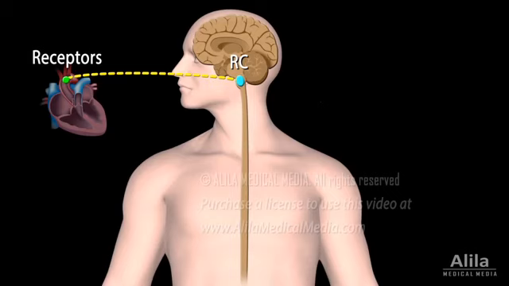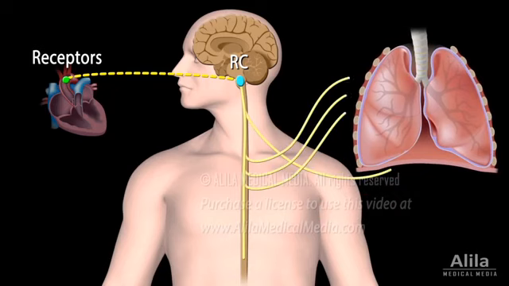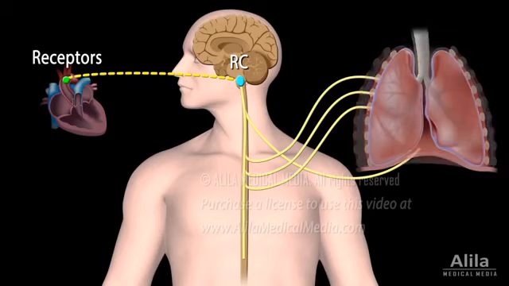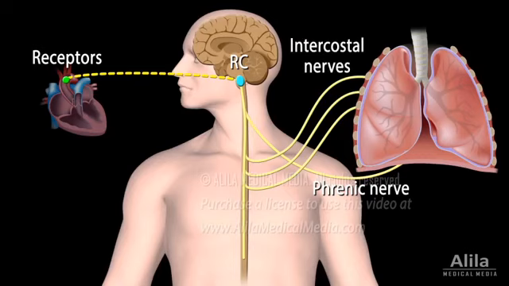The fibers of these neurons descend to the cervical and thoracic spine, where they synapse with motor neurons. Motor neurons then travel in several nerves to respiratory muscles, changing the way these muscles contract, adjusting thereby the rate and depth of breathing to suit the body's needs. Of most importance are phrenic nerves, which control the diaphragm, and intercostal nerves, which innervate intercostal muscles.